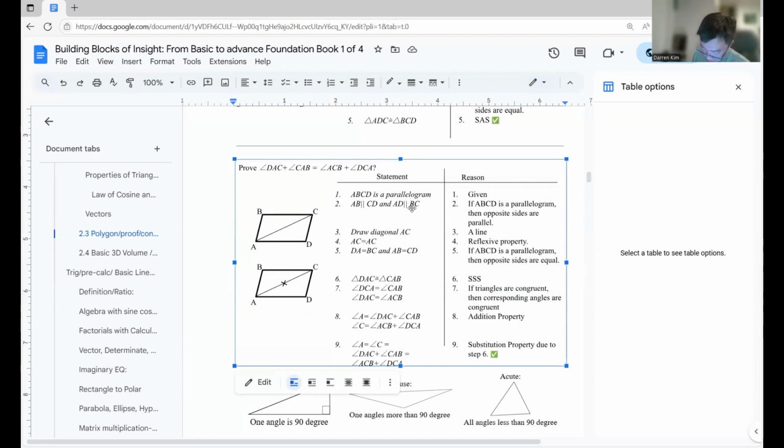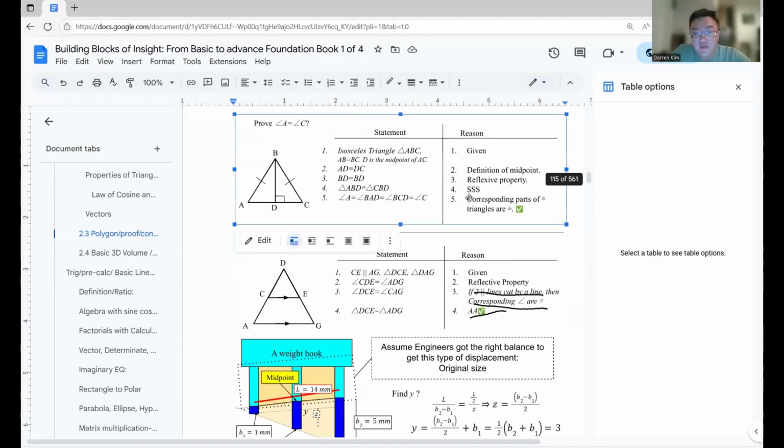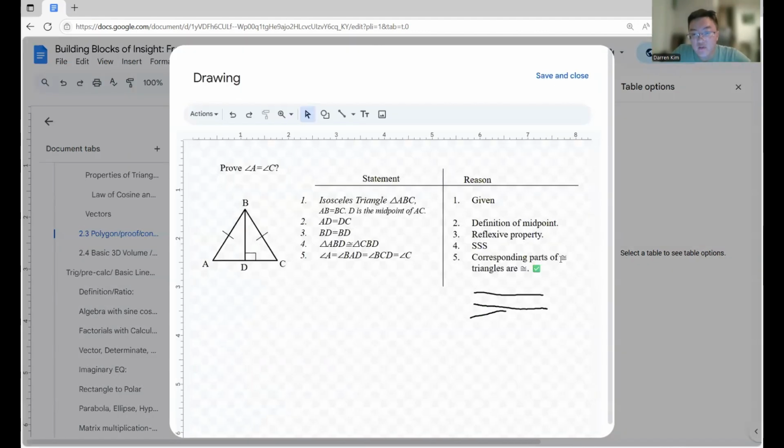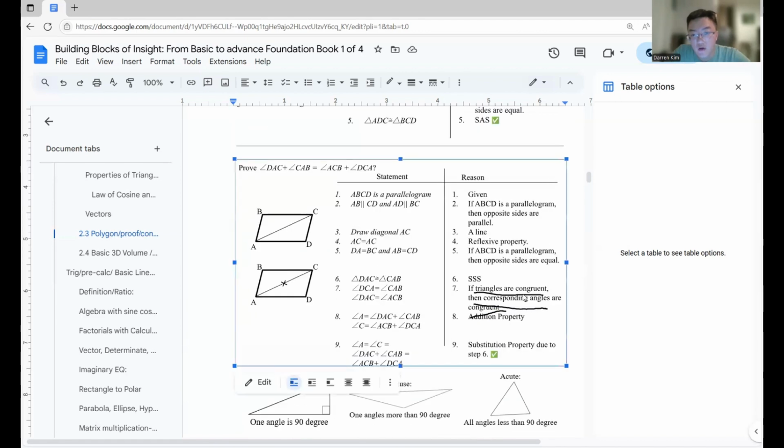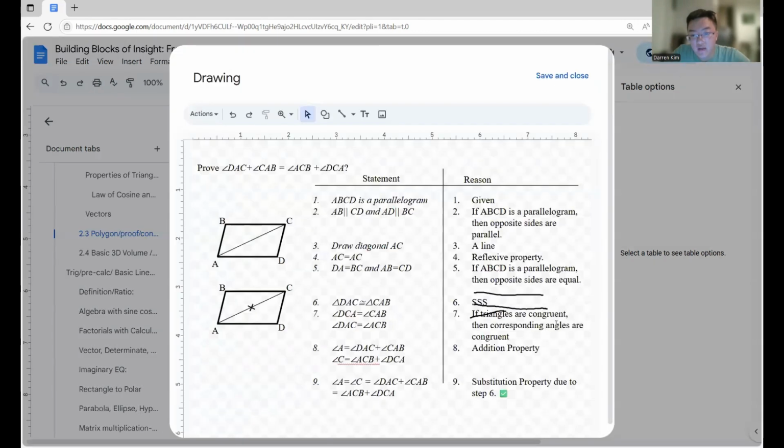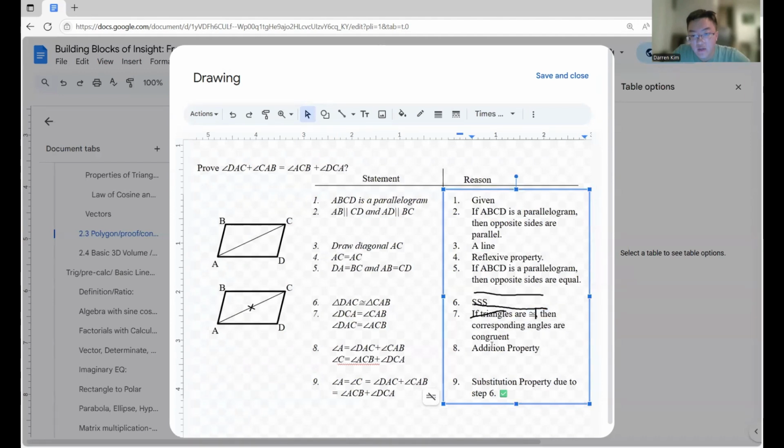Now, if a triangle is congruent, then the corresponding angles are congruent, and I forgot to shorten this. For some reason, I had it not shortened when I made it a long time ago, and I just copied and pasted that, and now it looks ugly.